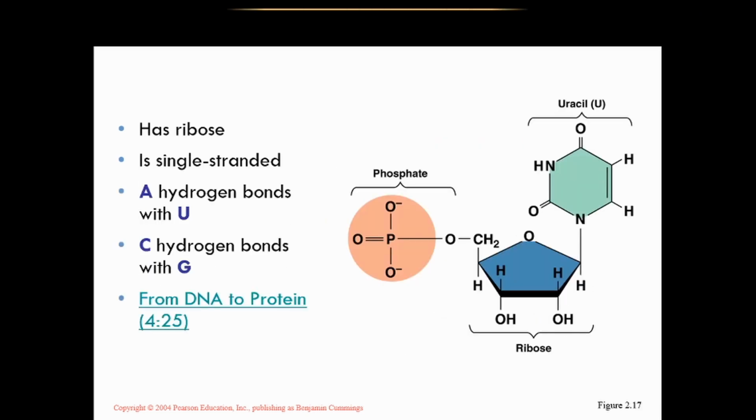Sorry. RNA, ribonucleic acid, so it has the sugar ribose instead of deoxyribose. It's single-stranded, not a double helix. Adenine now bonds with uracil, not thymine, and cytosine bonds with guanine, just like it does in DNA. So everything about its structure is the same, except we have ribose instead of deoxyribose.